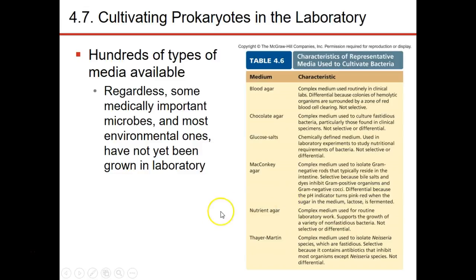Nutrient agar, that's what we've used in our lab already, which you guys got to do your environmental plate on. This grows multiple organisms. It's not selective or differential.